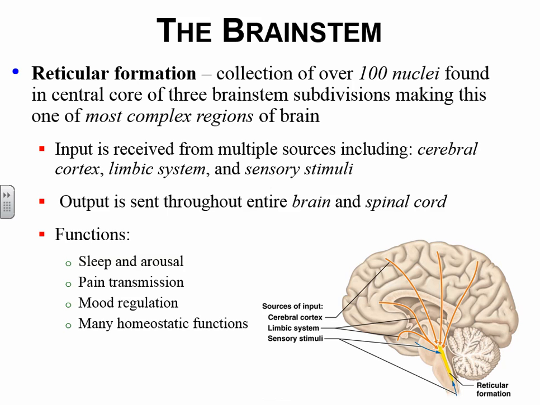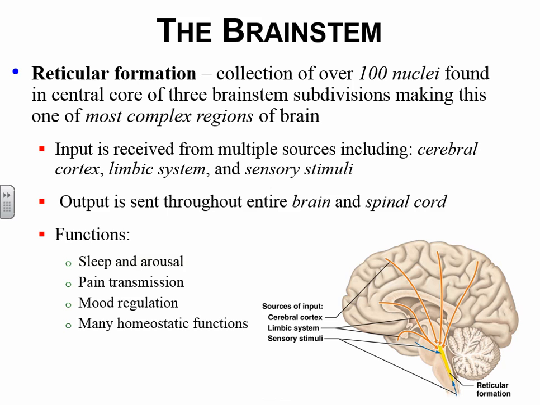That's really what your reticular formation is like. It's a very complex region of the brain that's getting information from the cerebral cortex, from your limbic system (emotion, memory, learning), and from all the sensory input: what we see, what we smell, what we taste, what we hear. And then it turns around and sends information back out to the entire brain and all of the spinal cord. The reticular formation is very involved in everything.